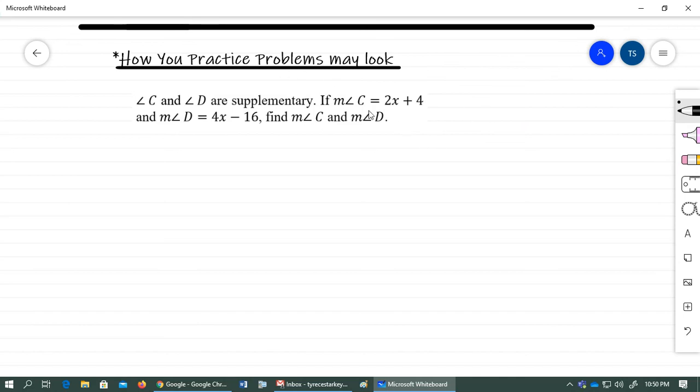Okay, so guys, this right here is how your practice problems may look when you do your Delta Math. I'm talking to my students enrolled in my classes at our school. You know who you are.